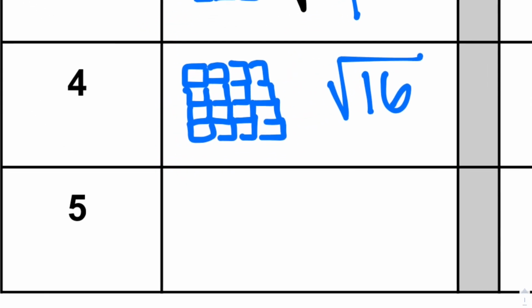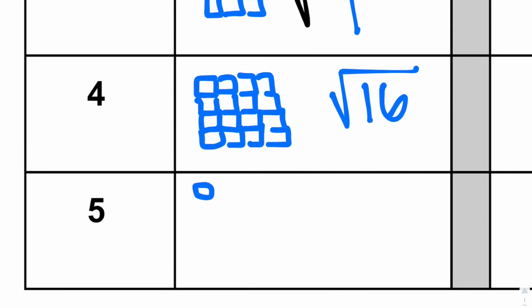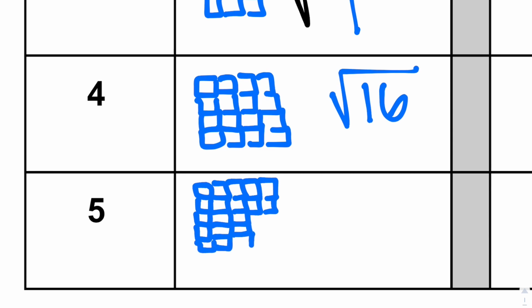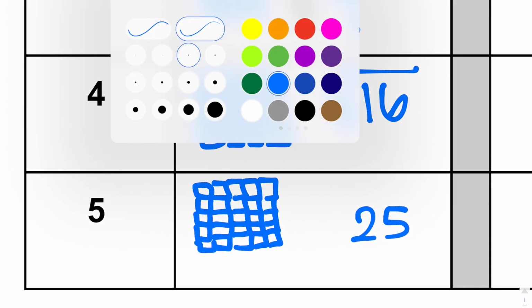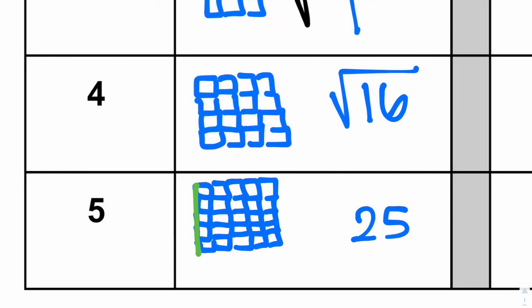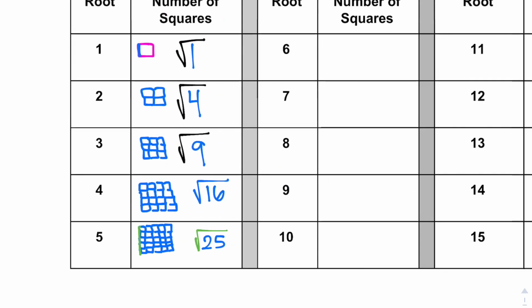Okay, I'm going to do one more with 5. That means I need to have 5 Cheez-Its. 1, 2, 3, 4, 5 by 5 Cheez-Its. So I need 5 rows and 5 columns. Imagine these are all perfect. So how many squares are there? 25. The root of 25 is 5. So the square root of 25 is 5.